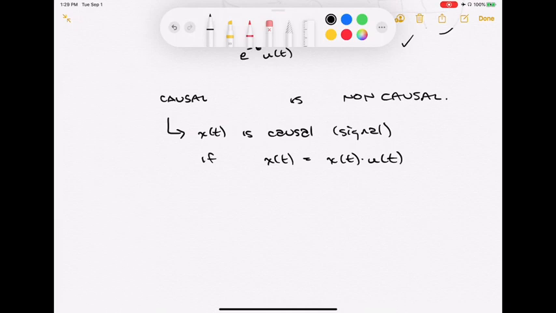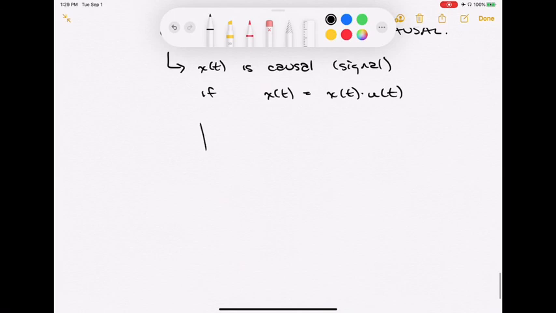Let's take a look at a couple of very quick signals. We'd already seen something like the unit step. If I look at the unit step as a function of time and plot it out, it is 0 for everything to the left of the origin. And as such, because it is 0 to the left of the origin, that is absolutely a causal signal.